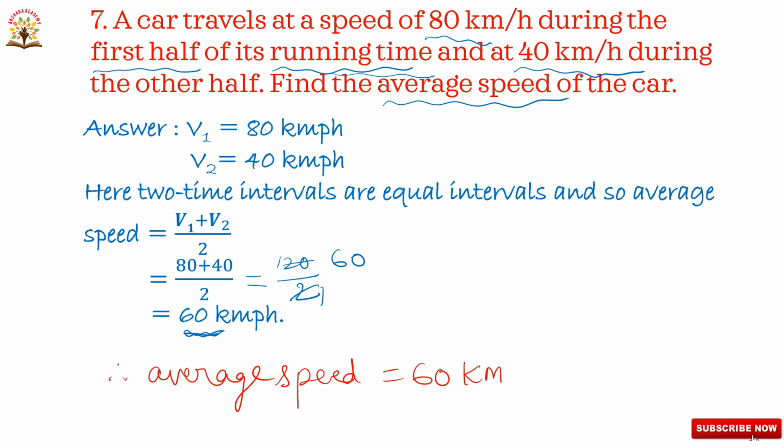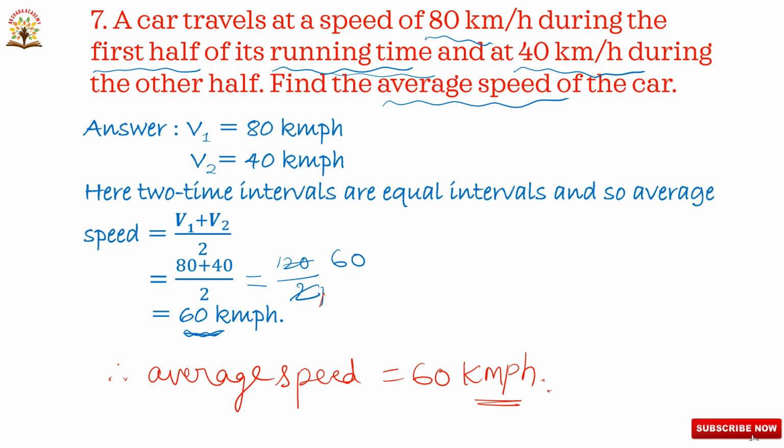This is the average speed. Here we have equal intervals of time. That's why we are using the formula V1 plus V2 by 2. Substituting V1 and V2 values, 80 plus 40 by 2. 80 plus 40, how much? 120. 120 by 2. 2 ones are 60. So 60 kilometer per hour. So the average speed of the car is equal to 60 kilometer per hour.